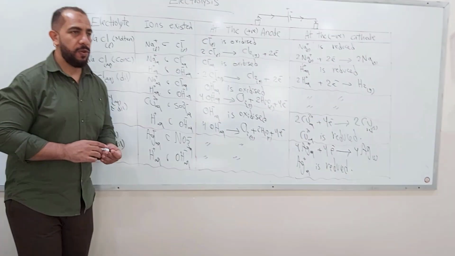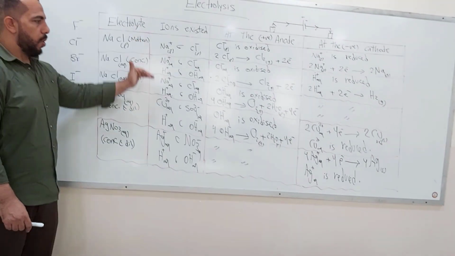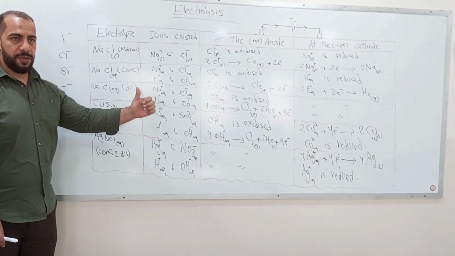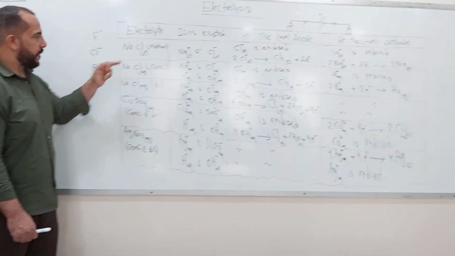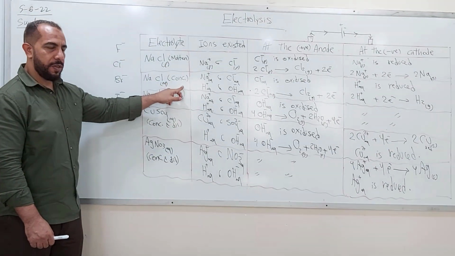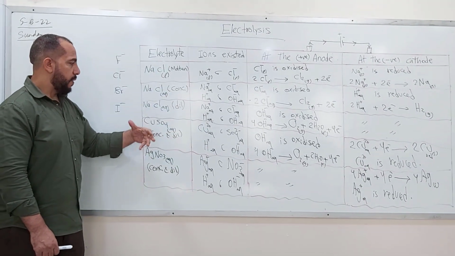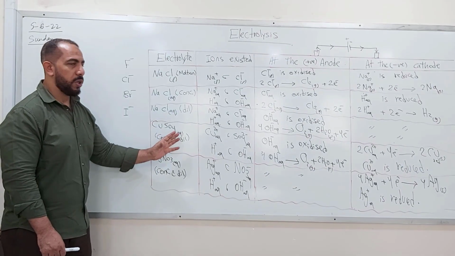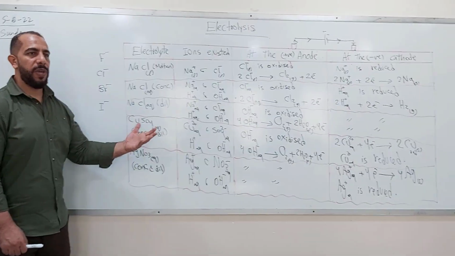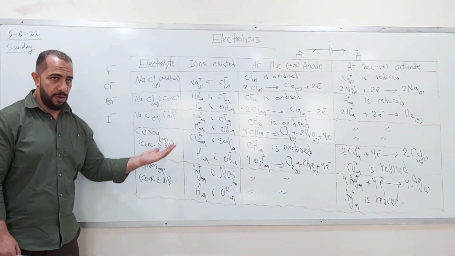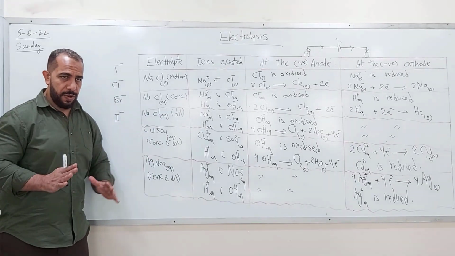Okay, guys? So you can use this as a reference for all electrolytes. In case you have a halide, focus: is it molten, concentrated aqueous, or dilute aqueous? You can do the same. If you don't have a halide, in this case, all the time hydroxide ions will be oxidized rather than the other anion, whatever. Hopefully it was clear.